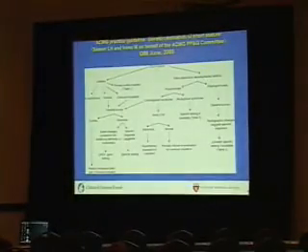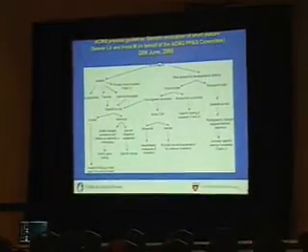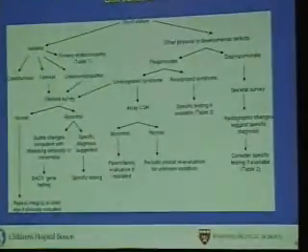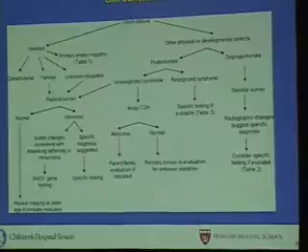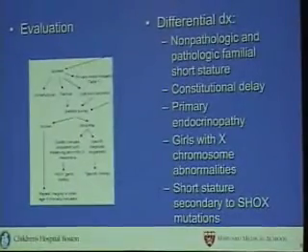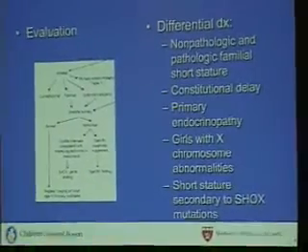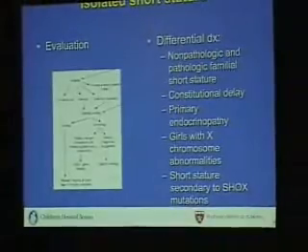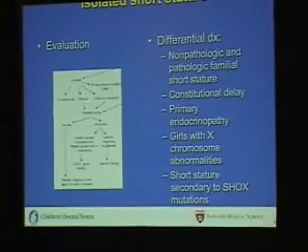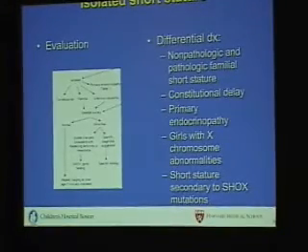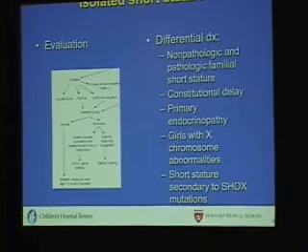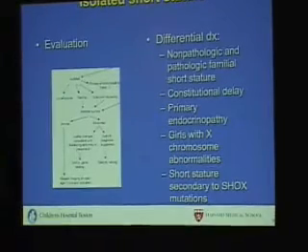So when we went, just to start, we sort of divided this up into isolated short stature or short stature with other things. So to start with isolated short stature, the differential diagnosis is non-pathologic and pathologic familial short stature, constitutional delay, primary endocrinopathies, girls with X chromosome abnormalities.